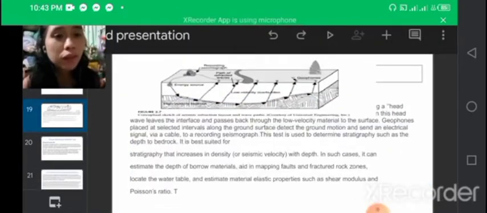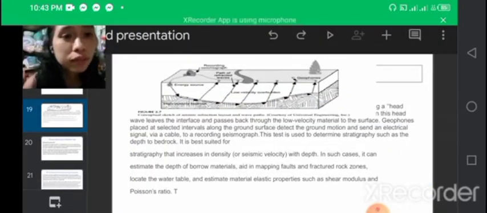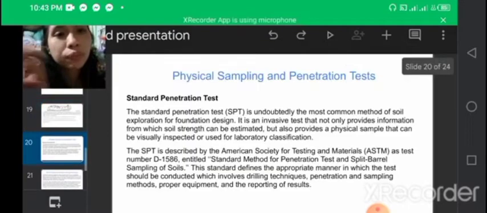estimates increases. It can estimate the bedrock, map faults and fractured rock zones, locate the water table and estimate material elastic properties such as the shear modulus and Poisson's ratio.